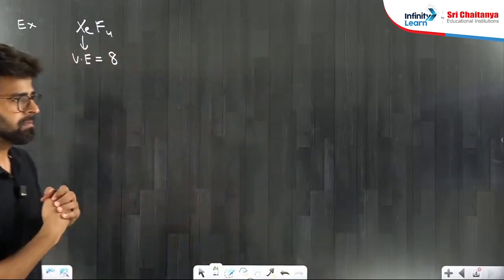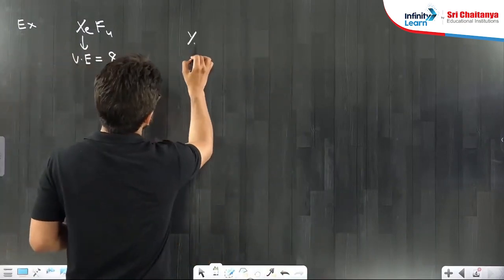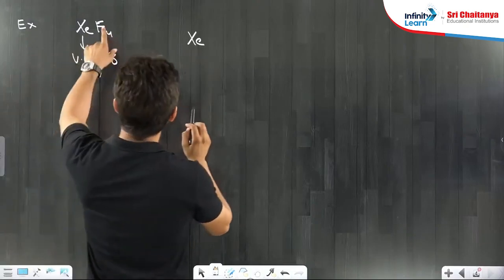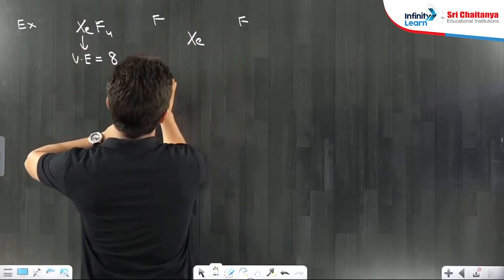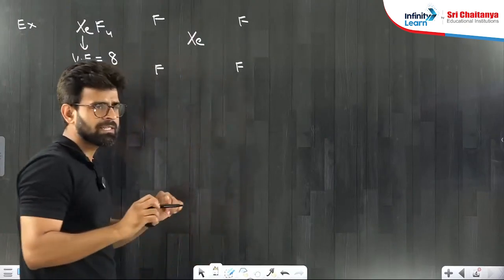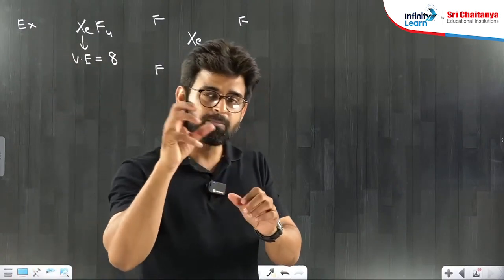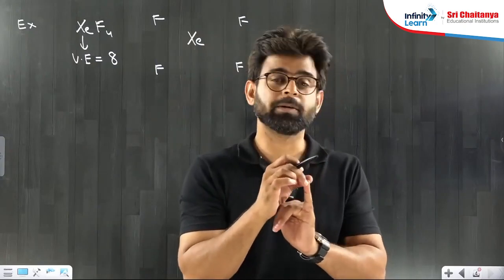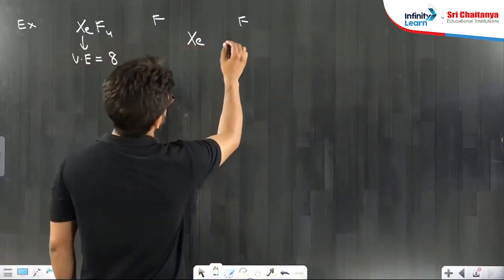Clear? Yes, Rohit. Now, XeF4 I'm talking about. Xe has how many valence electrons? 8. And there are 4 fluorine atoms. I am writing 4 fluorines. You can write anywhere, no issue, because we are not discussing the geometry or shape here. I put the center atom, I know its valence electrons. It's very good. Now, next thing is, fluorine will make how many bonds?